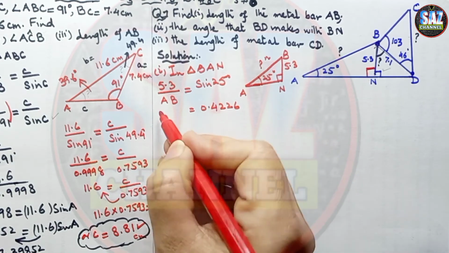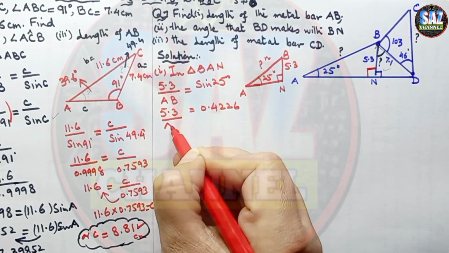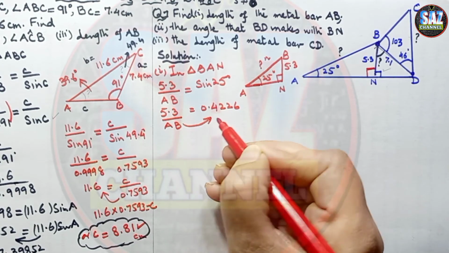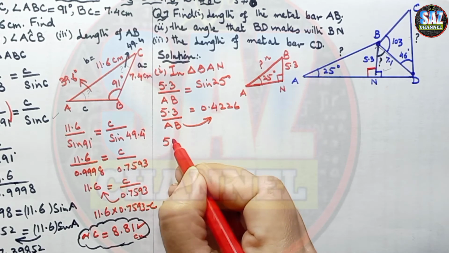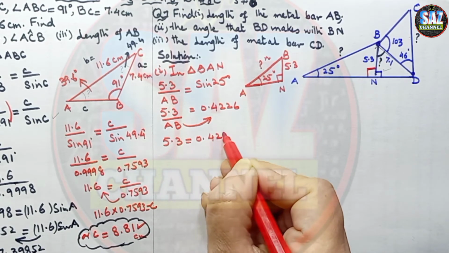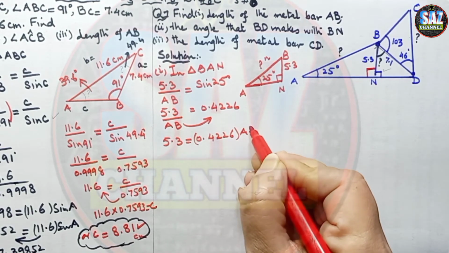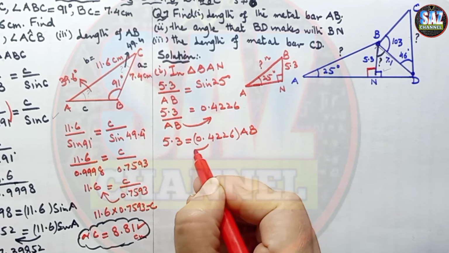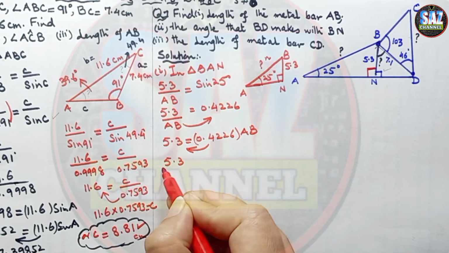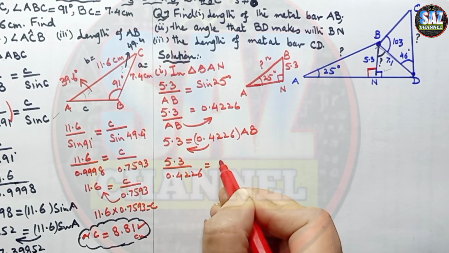0.4226, okay, and 5.3 upon AB. Now what we have to do, we have to shift this AB to the other side. 5.3 equals 0.4226 into AB, and now shift or divide 5.3 by 0.4226, and this will give me AB.